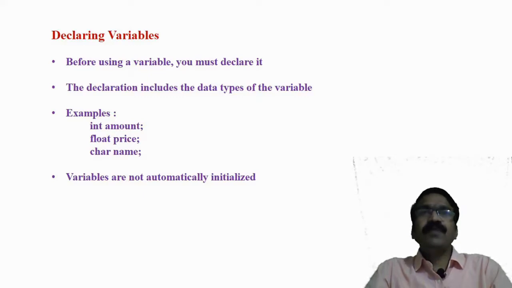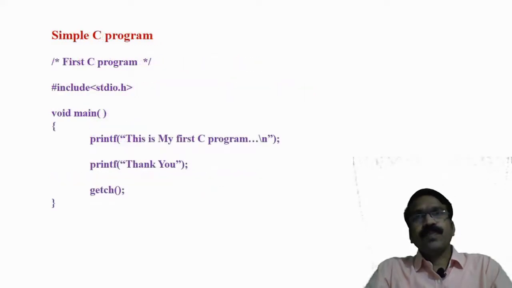And the third variable we have declared, character name, only a single character enclosed in a single quotation mark that we used in name. These variable names are not automatically initialized. When we declare it, we can suggest the value for it also.